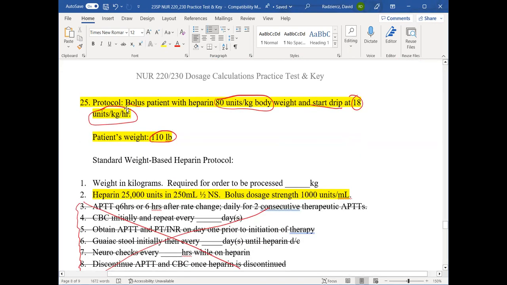All right, let's look at the heparin protocol. So I'm going to go ahead and delete what I already wrote. And I'm also going to change the patient's body weight for additional practice. Okay.